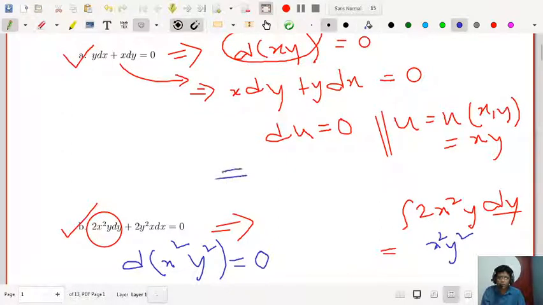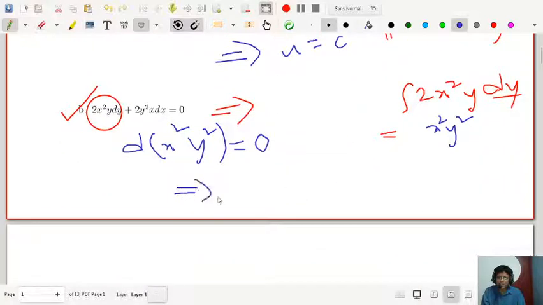Because after one integration you will get the answer, the general solution. U equal to constant is the solution. In this case you have x square y square equal to c is the general solution, where c is an arbitrary constant. Okay, so that is the advantage of writing this in the exact form.